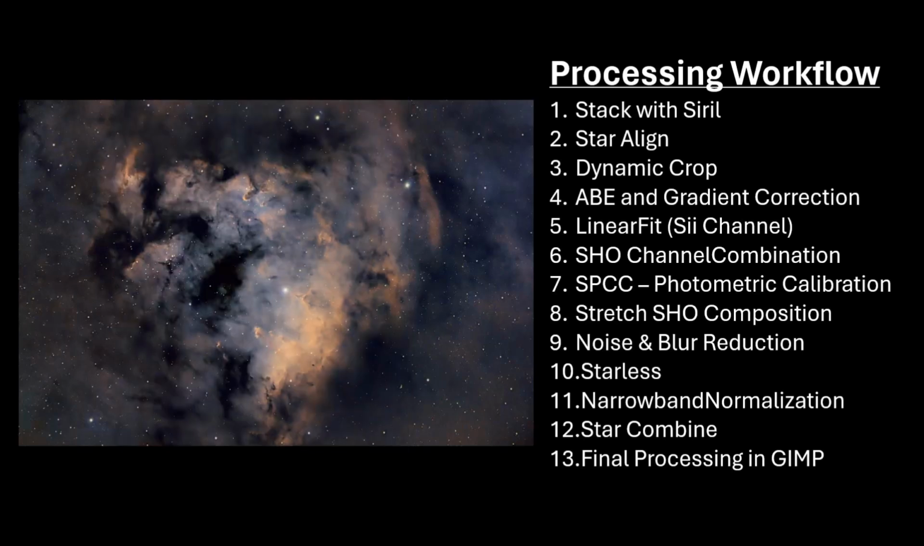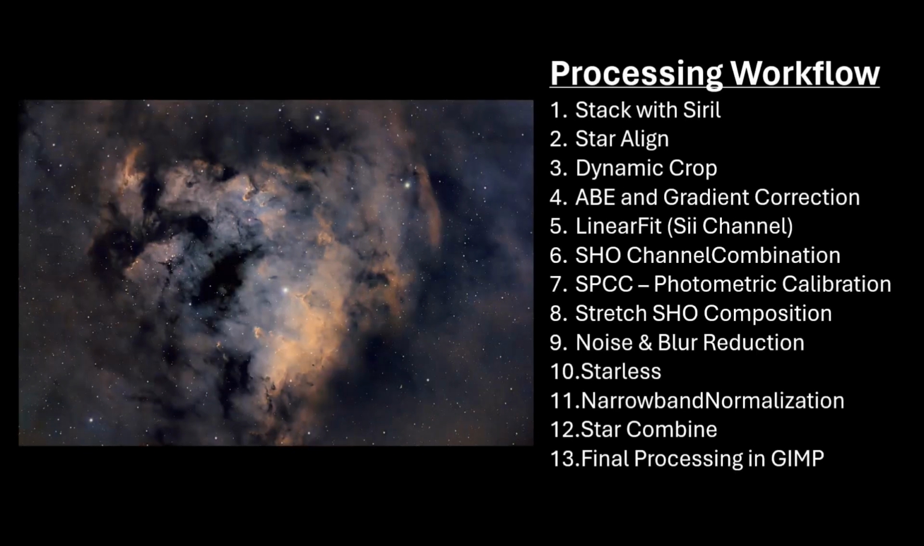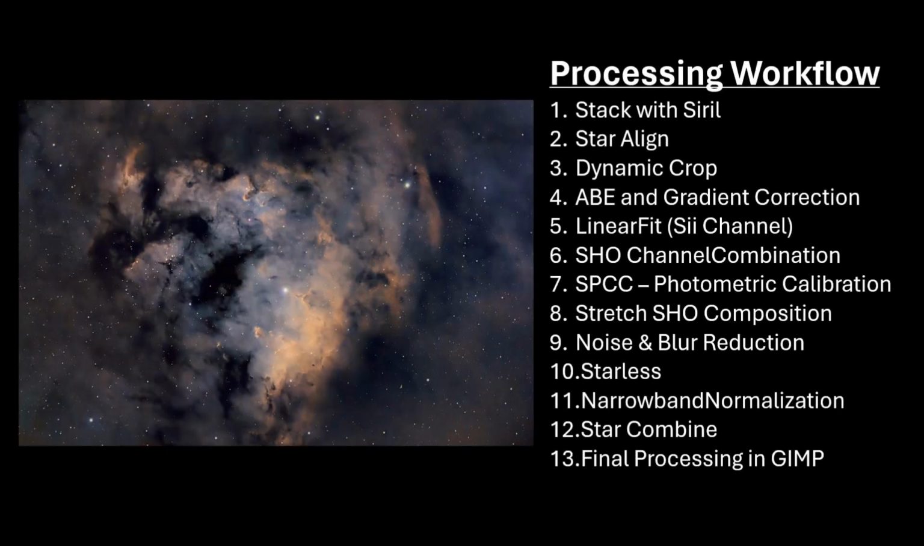Okay, at that point, I stretch the composition. I take it from the linear form to the nonlinear state, and I usually do that with the histogram tool, or that in combination with the curves tool. Now that I have a stretched image, I'll run a noise and a blur reduction, and I use RC Astro tools for this purpose. Small premium for them, but they're worth every penny. And at that point, I really have a representation of the image that is like my baseline.